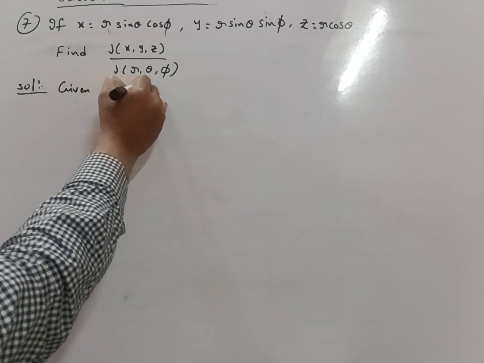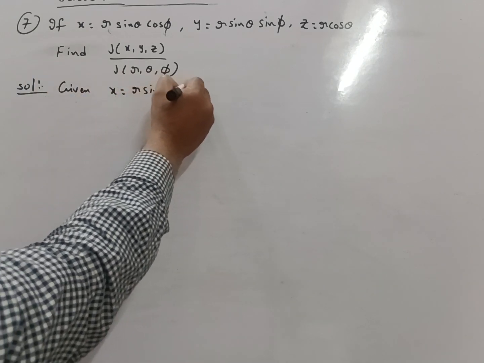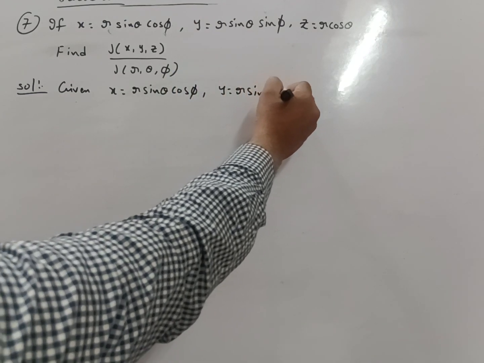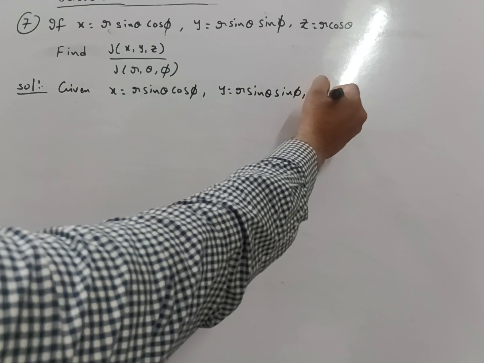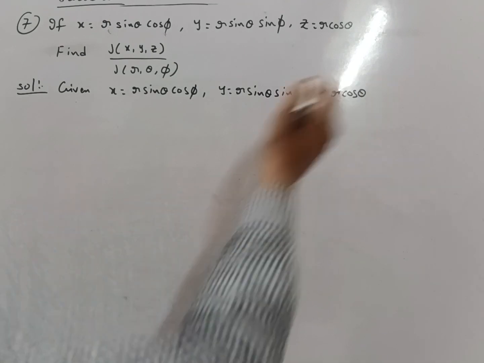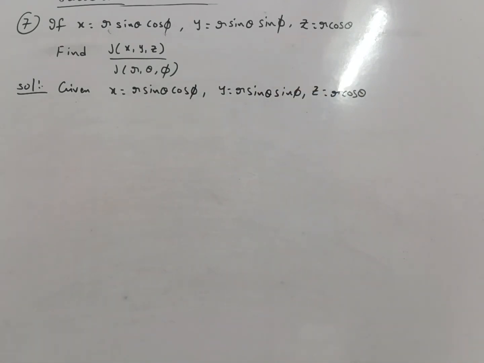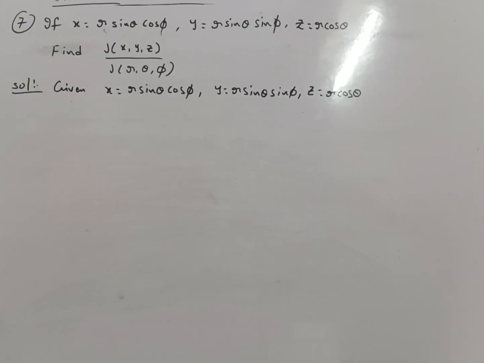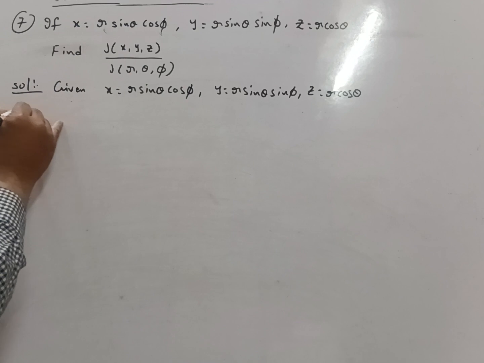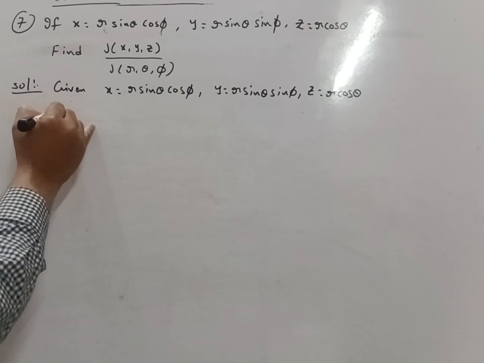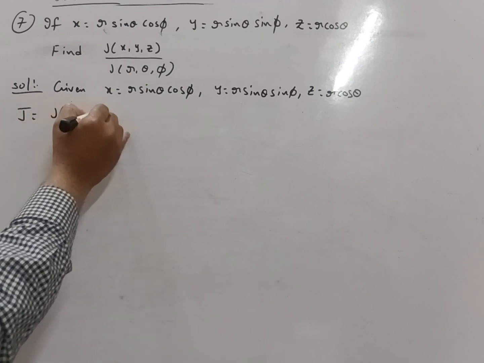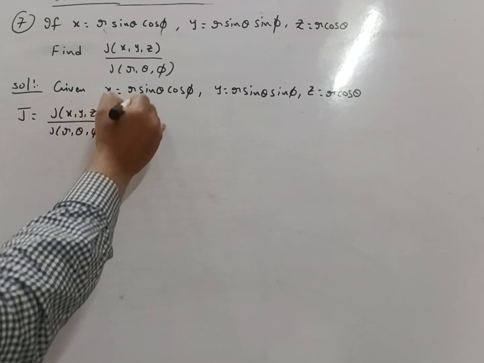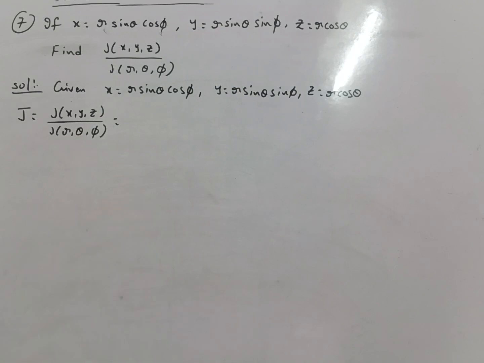Given x is equal to r sine theta cos phi, y is equal to r sine theta sine phi, z is equal to r cos theta, correct? This is the given values, right? So now what we have to do here, see, first what we have to find, okay, write the formula. Jacobian J is equal to dou of x comma y comma z by dou of r comma theta comma phi is equal to... So it's a lengthy formula, right?